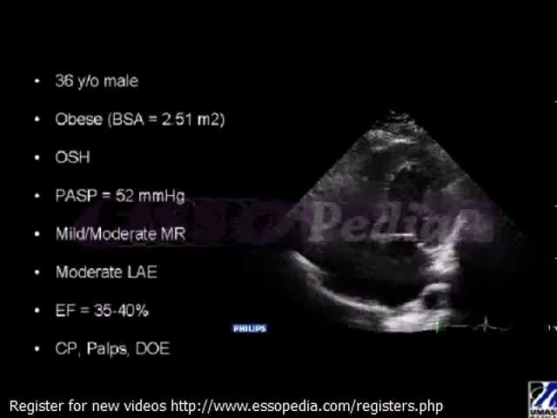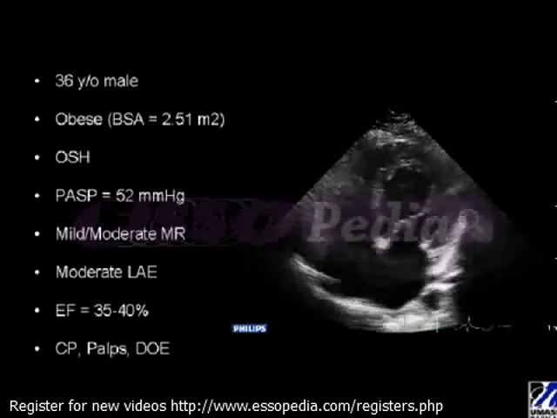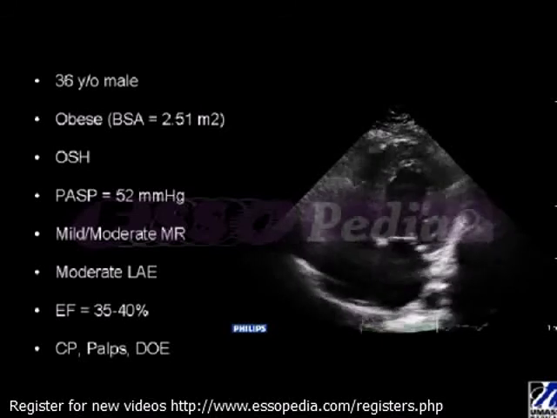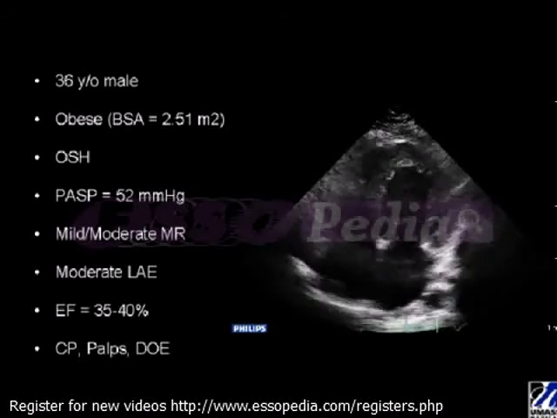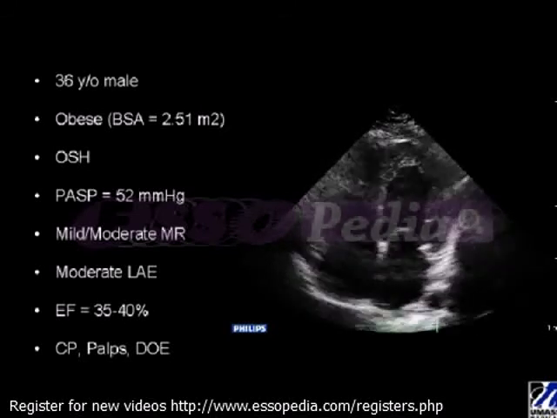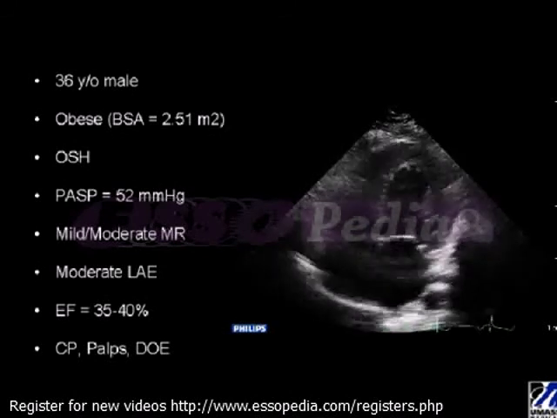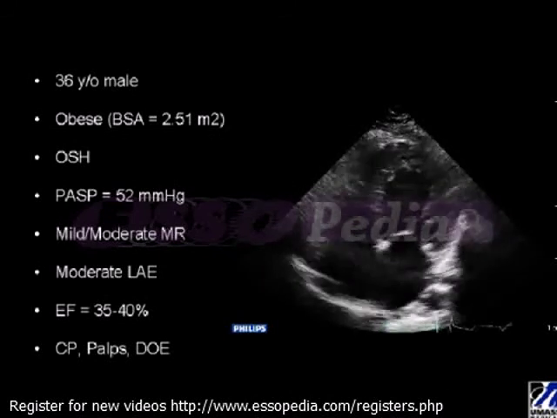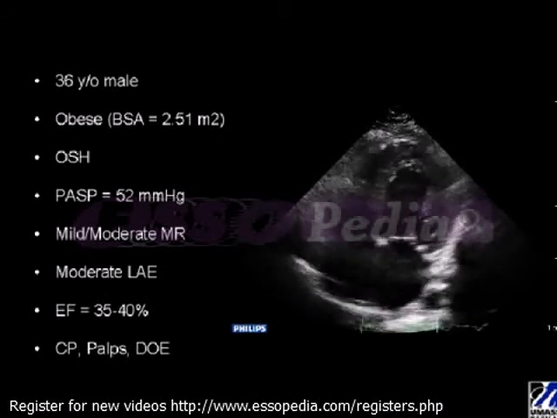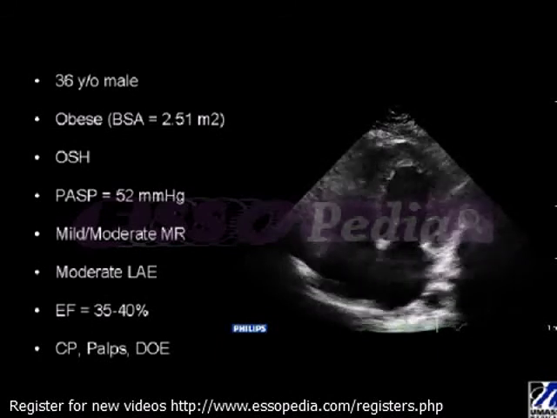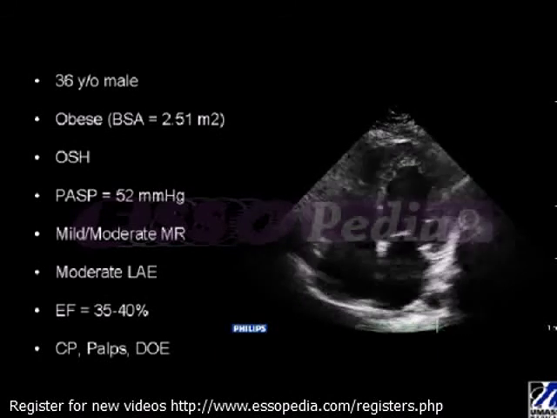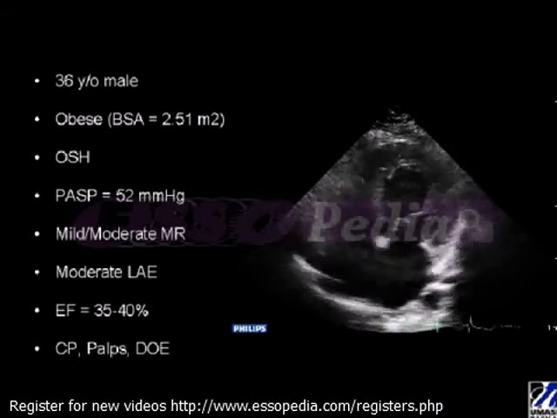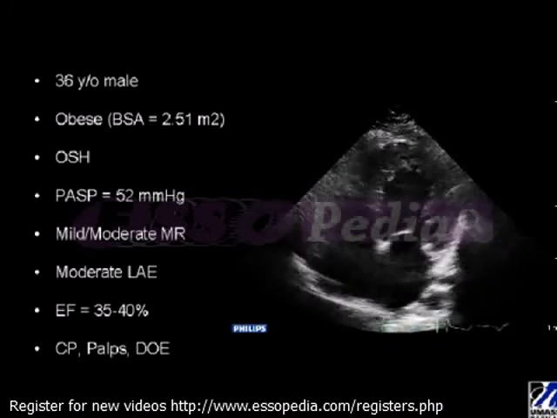This next example is from a 36-year-old male who was extremely obese with a BSA of 2.51 meters squared. This patient has obstructive sleep apnea with a highly elevated pulmonary pressure, a raw number PA pressure at 52 millimeters of mercury. The patient has mild to moderate mitral regurgitation, moderate LAE. This patient's EF is 35 to 40%. This patient's symptoms are that of chest pain, palpitations, and dyspnea on exertion.